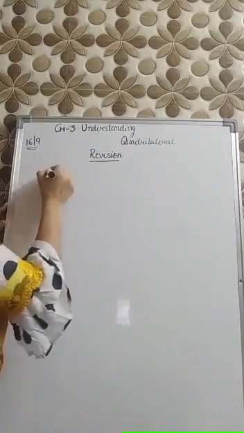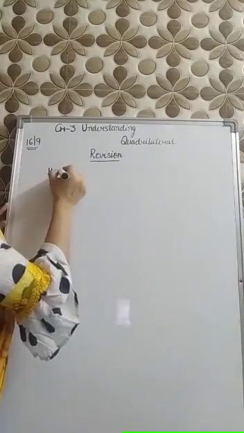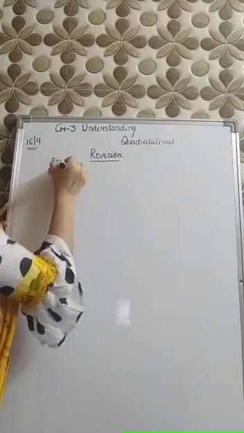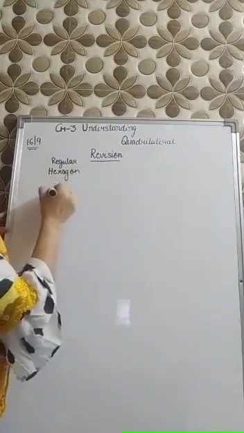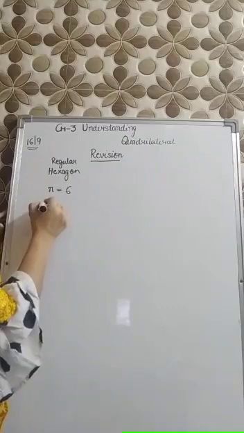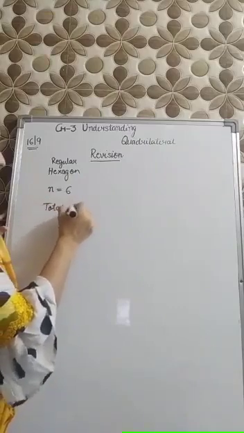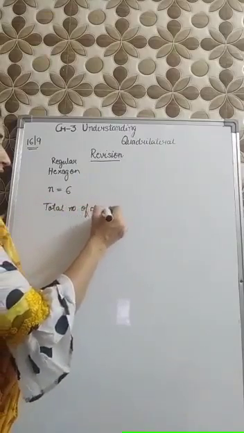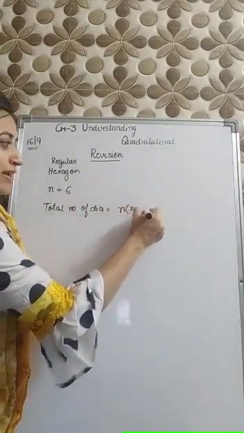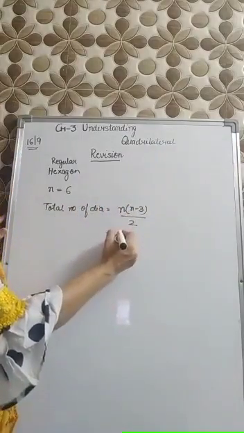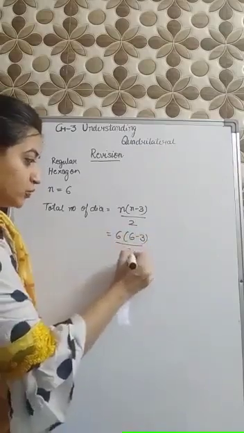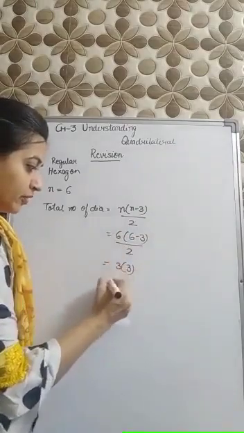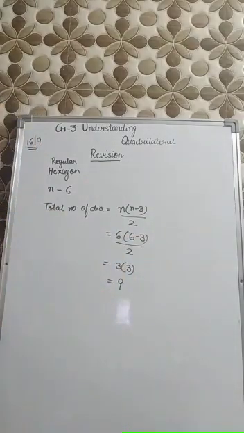Now, let's find the number of diagonals for a regular hexagon. As you know, a hexagon has 6 sides. So if you want to find the total number of diagonals, that is given by n into n minus 3 upon 2. So let's put the value of n as 6. So 6 into 6 minus 3 upon 2 will give you 9. So the total number of diagonals of a regular hexagon is 9.